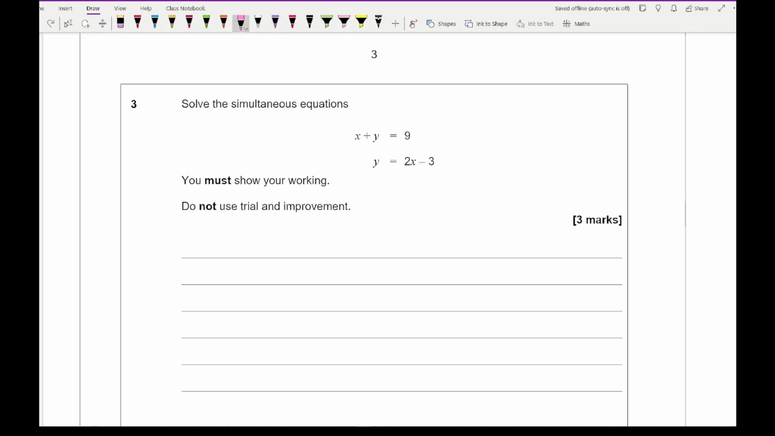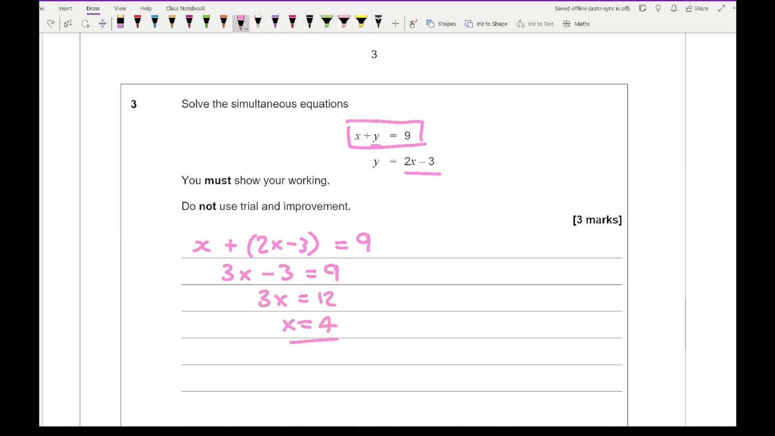Now for this I'm going to use the substitution method. So where I see a y, I'm going to swap it with 2x minus 3. So here I've got x plus, instead of writing y, I'm going to write 2x minus 3, and that equals 9. And again, where I've taken that from is I've taken it from here. So then simplifying this, I end up with 3x minus 3 equals 9. So 3x equals 12, so x equals 4.